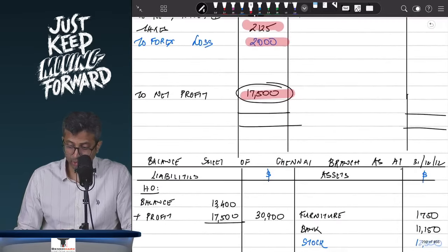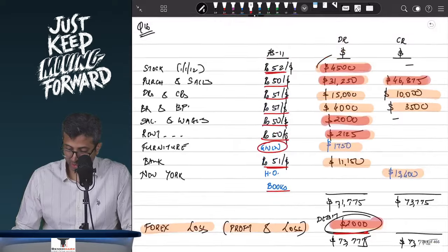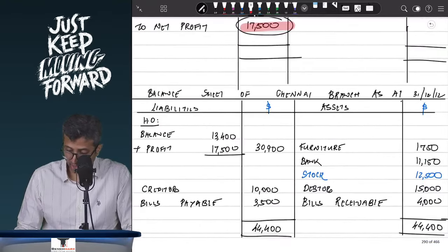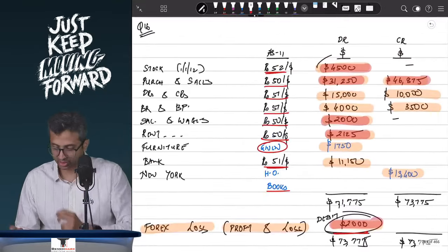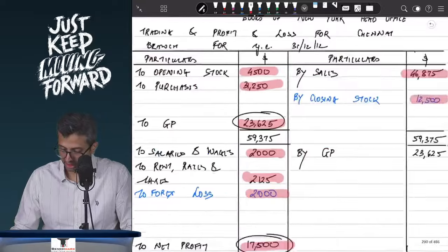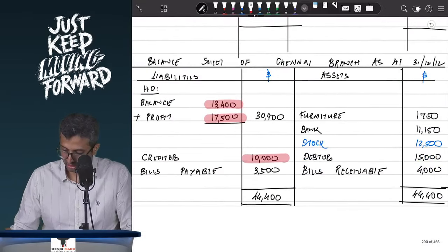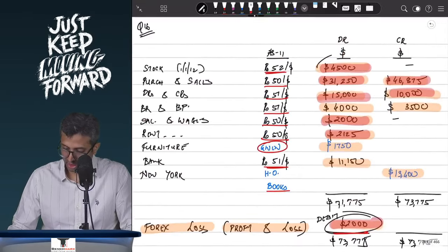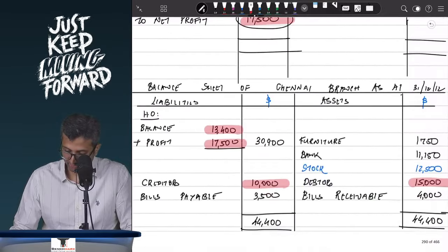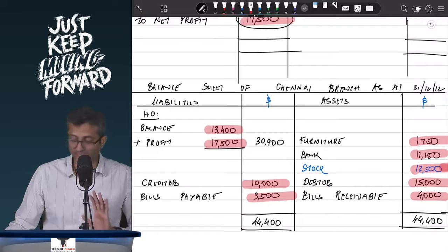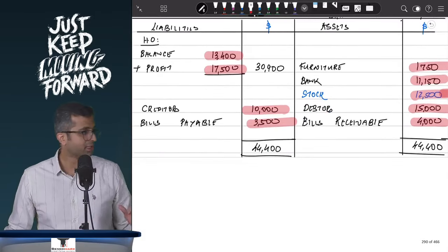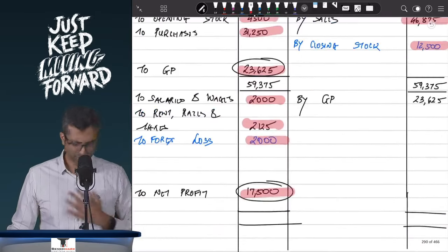You will take it into the balance sheet. In your balance sheet you will have the HO account, which is actually 13,400 actual plus 17,500. Other than that, everything else that was remaining: 15,000 debtors, 10,000 creditors, 10,000, 15,000. Bills receivable, bills payable, 4,000, 3,500. You'll have 3,500 and 4,000. Closing stock of 12,500. Furniture actual at 1,750 and bank at 11,150. And that's about it. So that is a scoring.